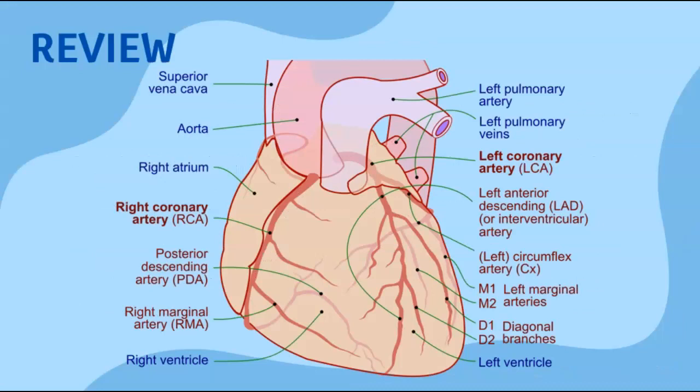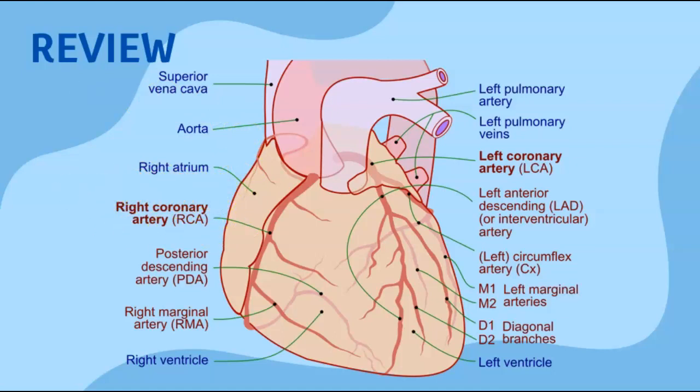When we talk about coronary circulation, it is referring to the circulation to the myocardium or the heart muscle. There's two arteries that supply the blood to the heart muscle, and they branch from the aorta. The right coronary artery supplies the right atrium and the right ventricle, and also the SA and AV nodes. You can see the right coronary artery is here.